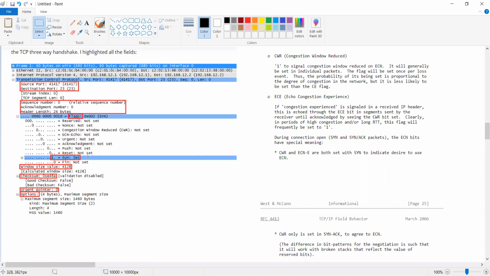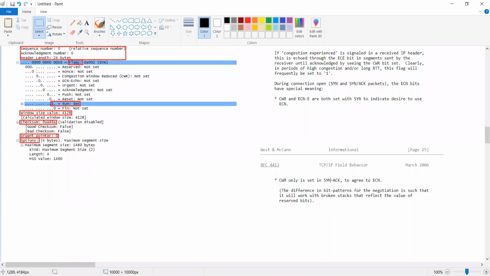Now, if you look at the flags over here, see, FIN is there, SYN is there, reset is there, push is there, acknowledgement, urgent flag. Then ECN echo, congestion window reduced, nonce, which is not set, reserved, not set. This reserved and nonce are always zeros, which I was indicating just now. Now, congestion window reduced, you know very well what it is. ECN echo is here. CWR is only set to SYNAC to agree to ECN.